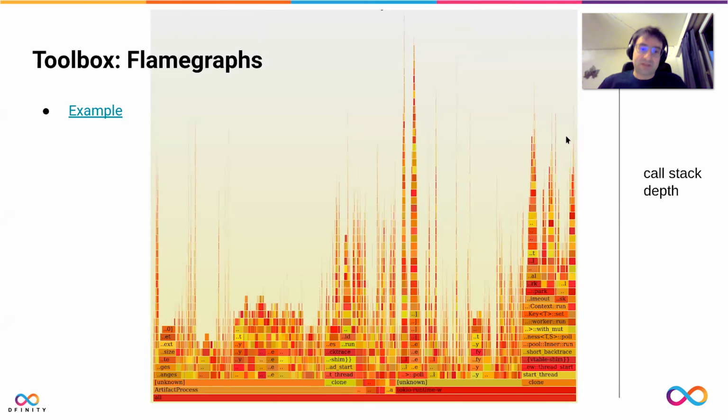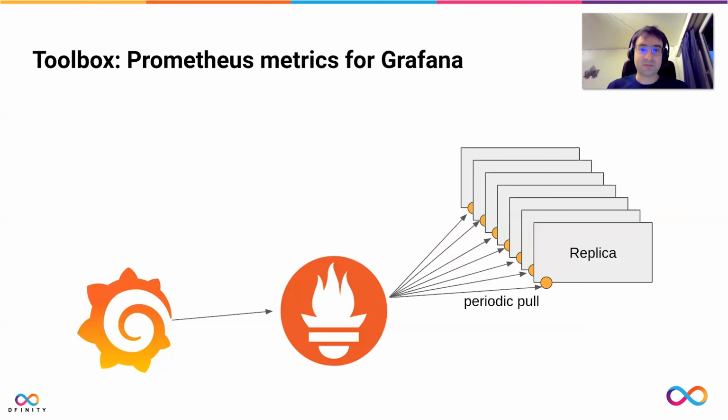Right, so those are the flame graphs, and this is something that we typically use a lot to figure out where performance goes.